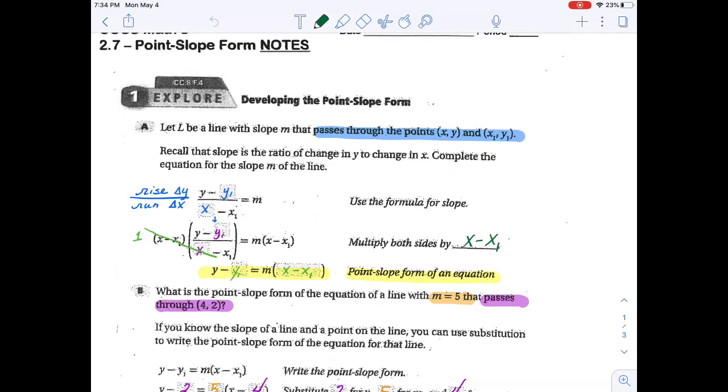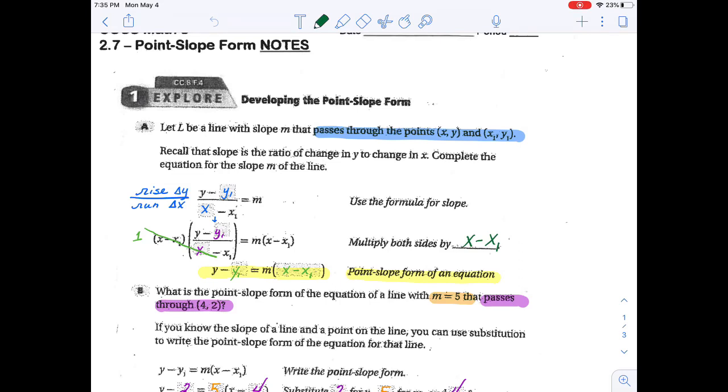Okay, today we're going to be talking about our point-slope form. We've worked with the slope-intercept form the other day on how to graph our linear functions and our proportions, and also how to write equations in that slope-intercept form. Well, this is a different form.